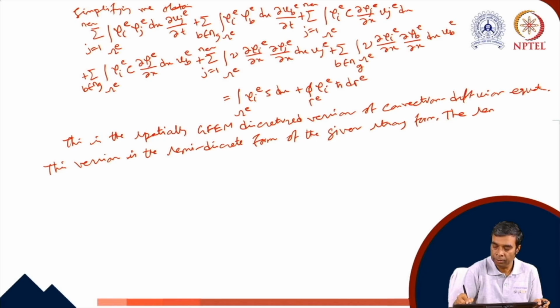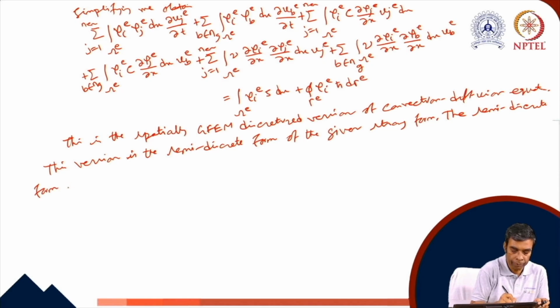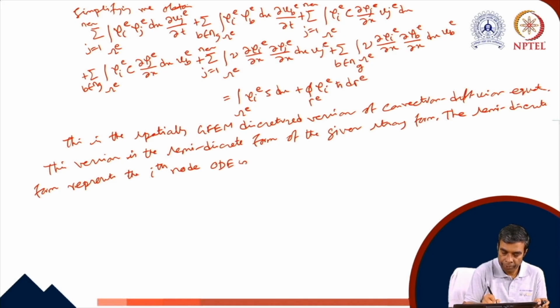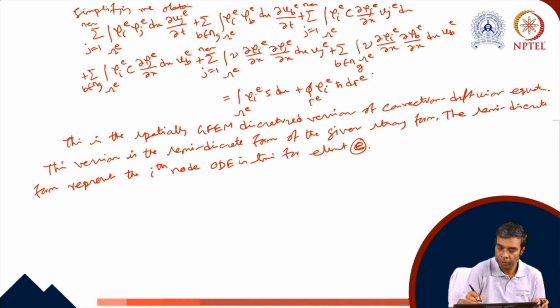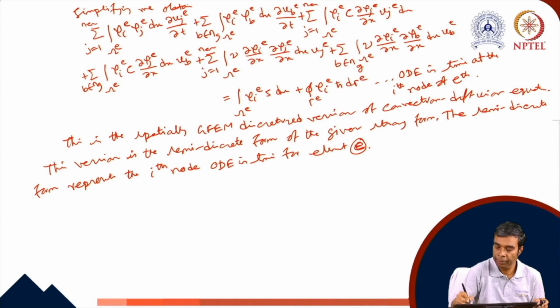The semi-discrete form represents the ith node ODE in time for element E. So, ODE in time at the ith node of the eth element.